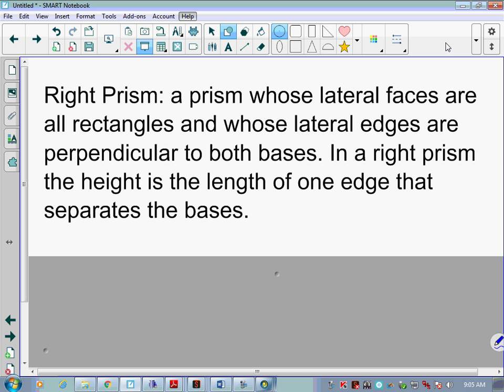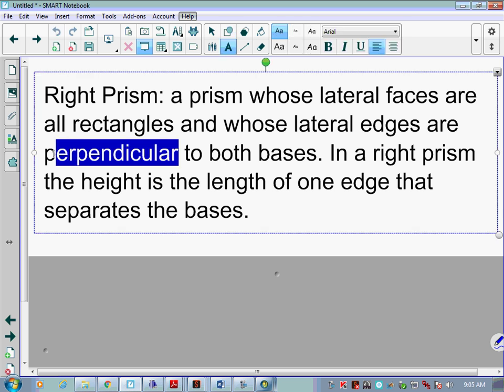A right prism is one whose lateral faces are all rectangles and whose lateral faces are perpendicular, that's the important part. A right prism is going to be perpendicular to both bases. In a right prism, the height is the length of one edge that separates the bases, or you could say connects them.